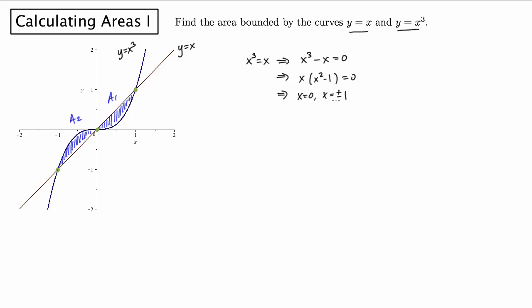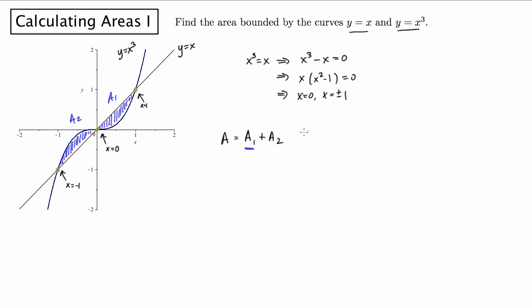Alright, if we keep going with this, here's the point x equal to 1. Here's x equal to 0. And here's x equal to negative 1. For those three points, we're going to generate two different integrals. The total area that we're looking for is divided into the first area and the second area. And I'll color code this so we can make sure we understand which one I'm using.